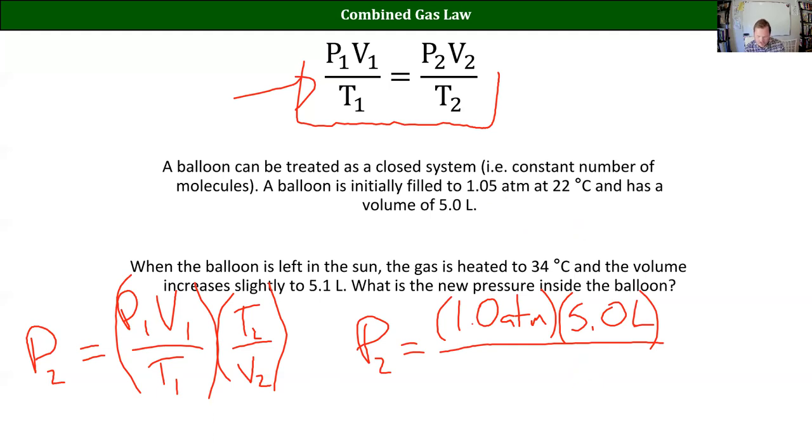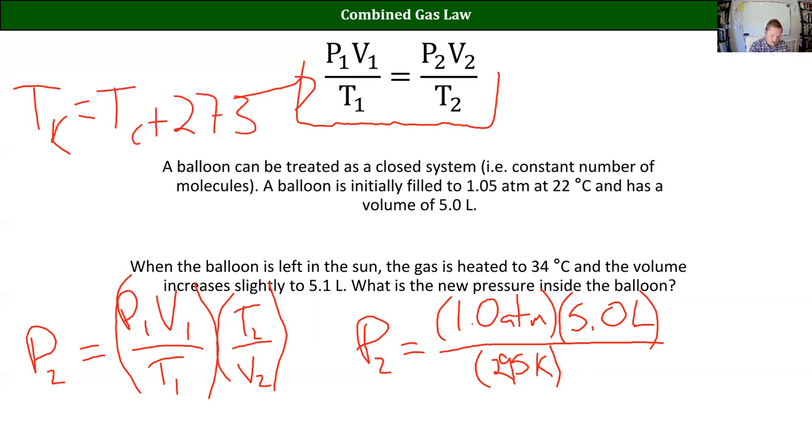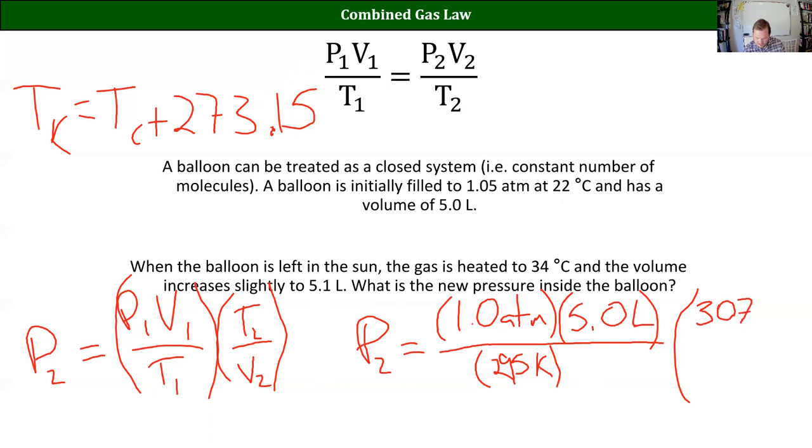over, we need our temperature in Kelvin. So 22 Celsius is 295 Kelvin. Remember, temperature in Kelvin is Celsius plus 273.15 technically, but since we only are going to the ones place for our temperature, we don't need that 0.15. Doesn't make a difference here. Then 34 becomes 307 Kelvin, and 5.1 liters.